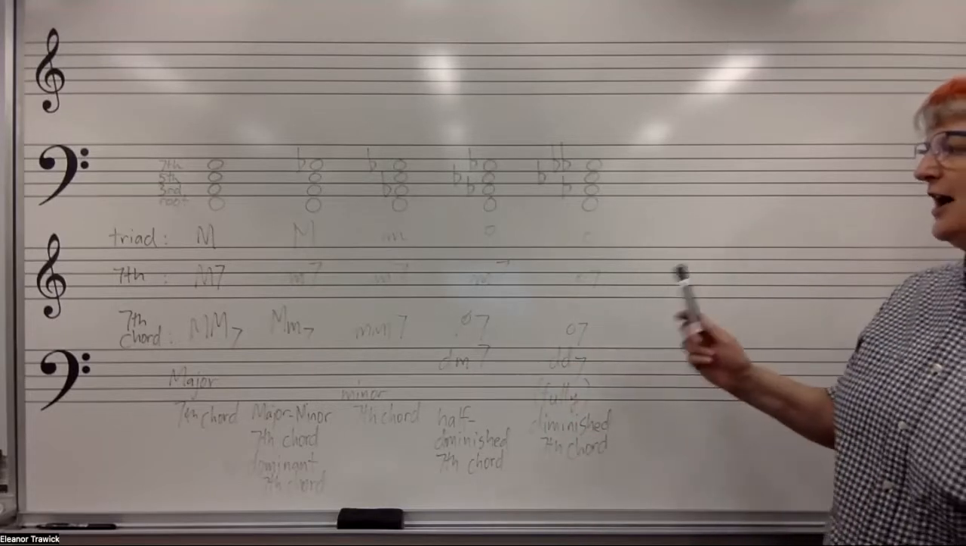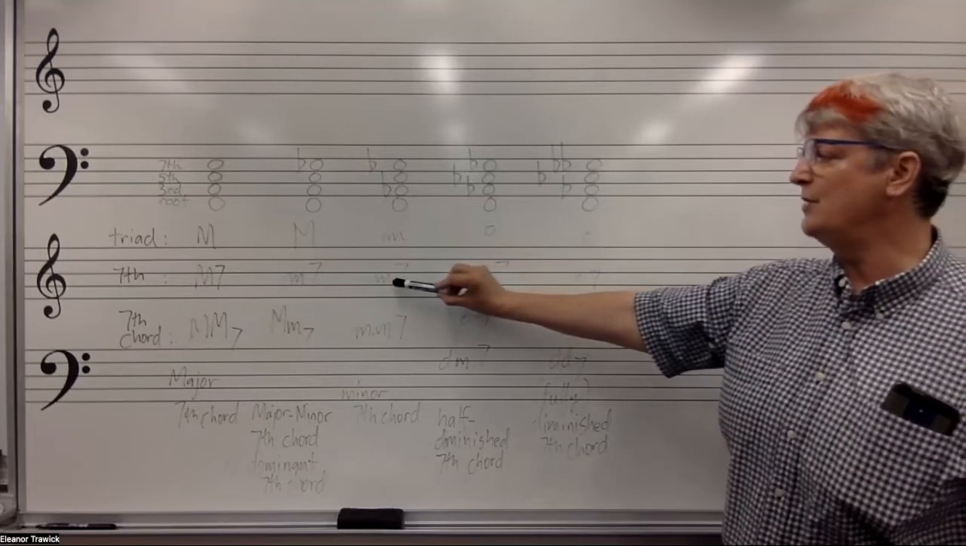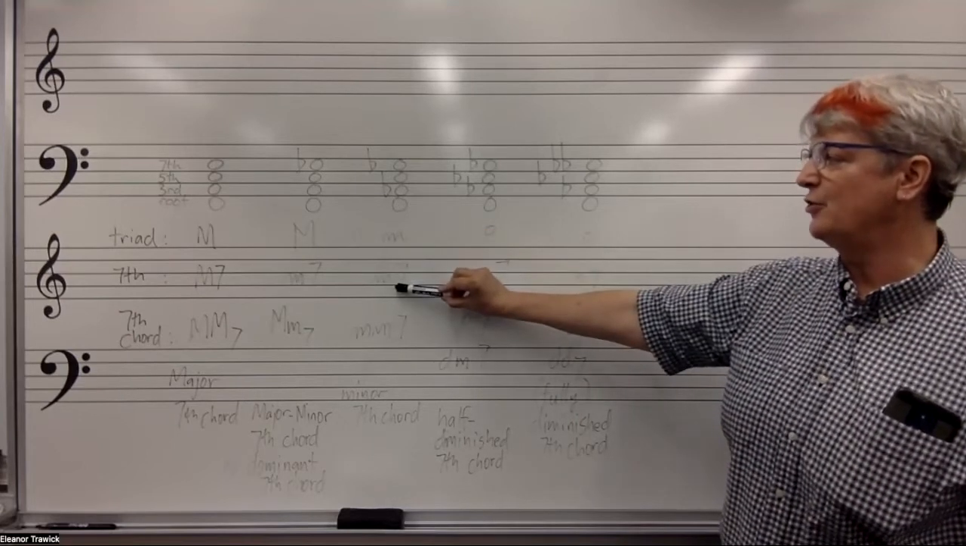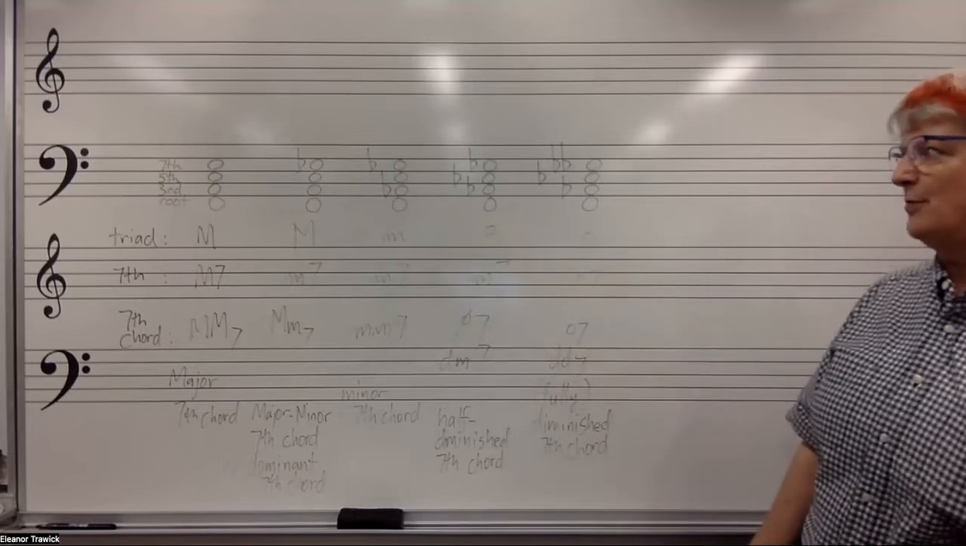Notice that the only kind of seventh chord you can make with a minor triad is a minor seventh chord. You can't put a major seventh on a minor triad.